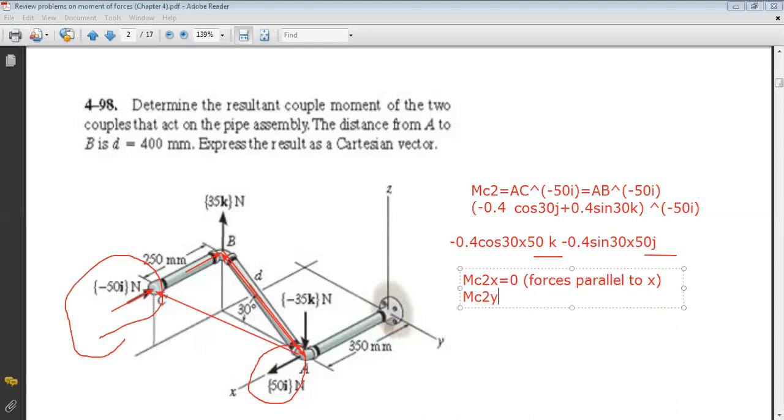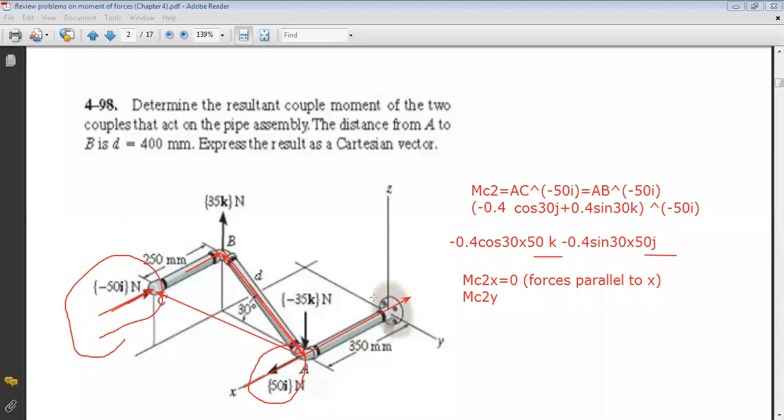Okay. Now, if you want to find the resulting moment of this couple about Y, MC2Y, okay? It is the summation of moment of the forces about Y. So if you look at your figure, this force of 50I is passing by Y-axis. So it cannot produce a moment about Y. But the second force can produce a moment. So this force here, the minus 50I, will have a moment about Y.